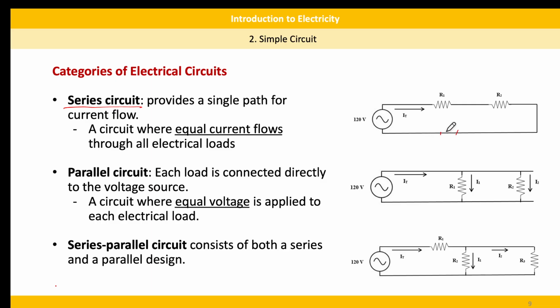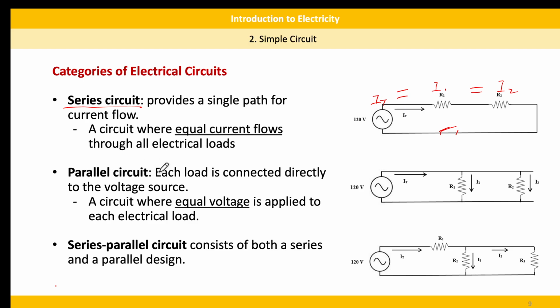Now we assume here we have the switch. We can use this switch to close and the 2 lamps are on. If we open it, the 2 lamps are off, right? So in this circuit, equal current flows through all electrical loads. So what about the series circuit? IT, the total current, I1, I2. So what happened here? Equal current flows through all electrical loads.